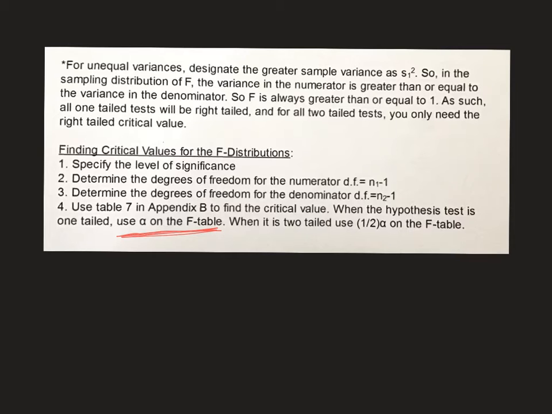So every page is a different alpha value. So the page that you use for your F distribution is going to be dependent on what alpha is. And then when it is a two-tailed test, you're going to cut alpha in half. So that's very much like what we did with Z tables. We had two tails and we had to cut alpha in half. So if it's two-tailed, cut alpha in half and use that value. If it's one-tailed, you just leave it as is.